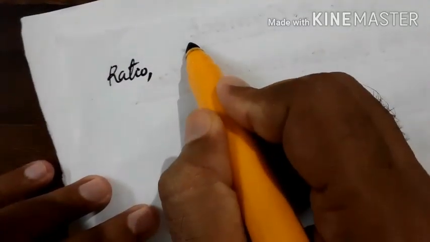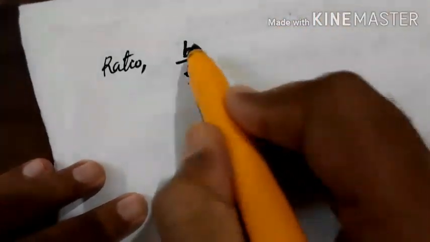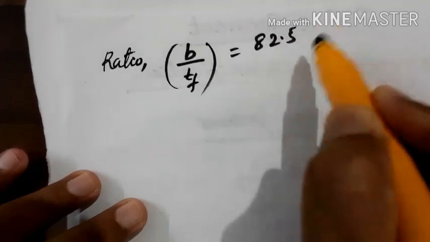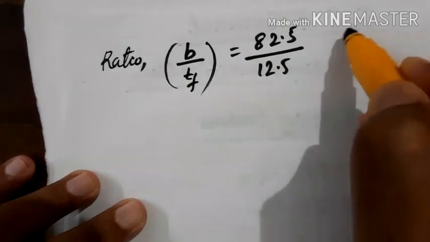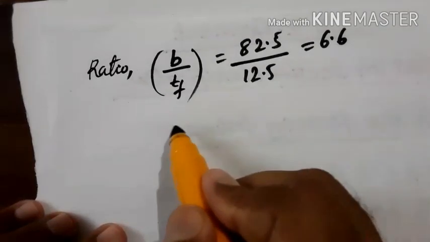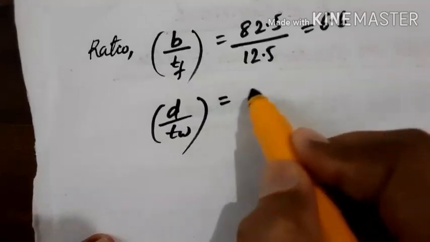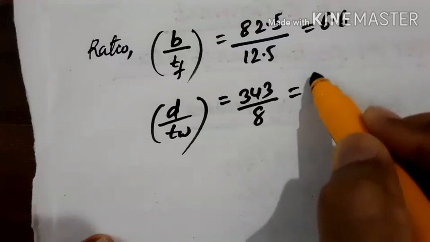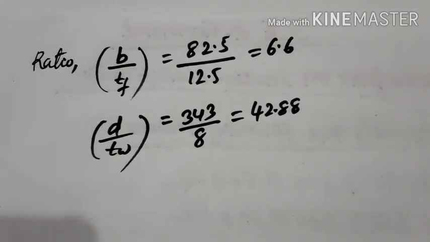The first ratio to calculate is B by T, the width to thickness ratio. So we have obtained 82.5 divided by 12.5, so we get 6.6. Okay, and one more ratio, depth to web thickness. So depth is 343 and thickness is 8, we get 42.88. So this is the ratio we have obtained.